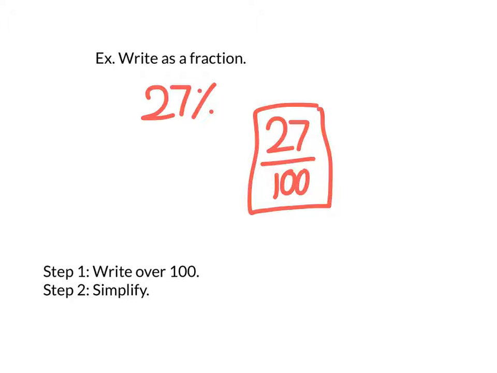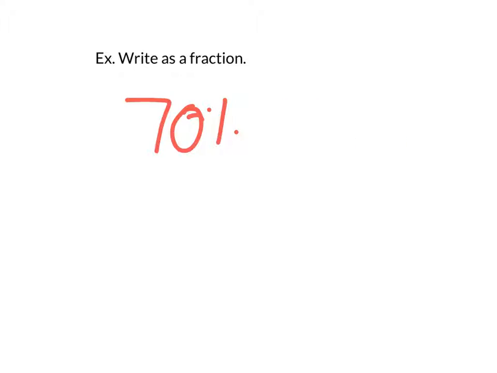So it's 27 hundredths. Make sure, a lot of students will do this. They'll do 27% over 100. Don't do that. Take that percentage sign off. So we drop that percentage sign and we write the number over 100.